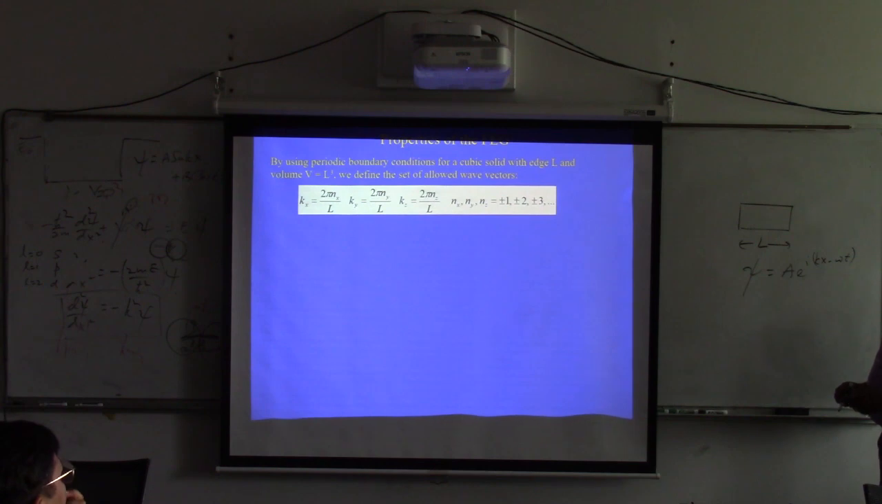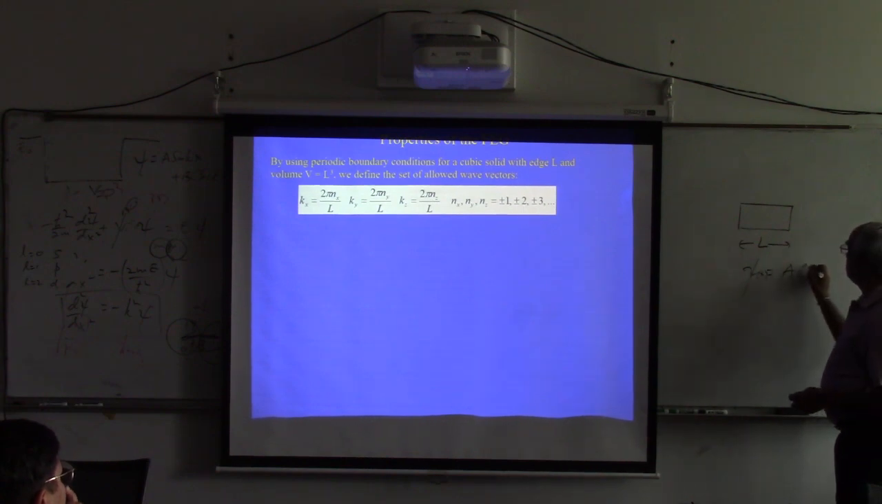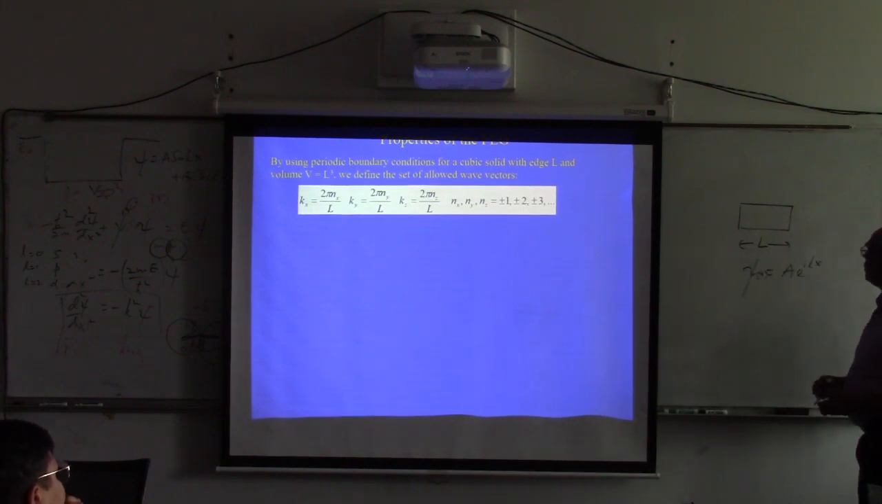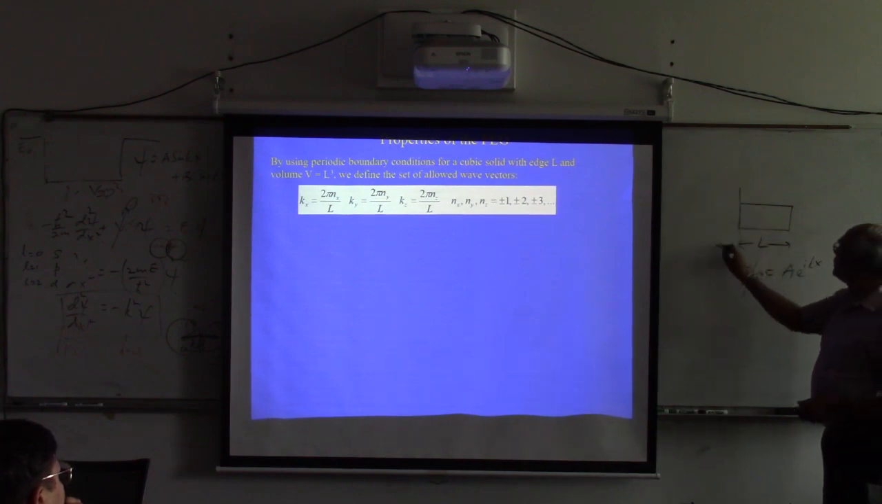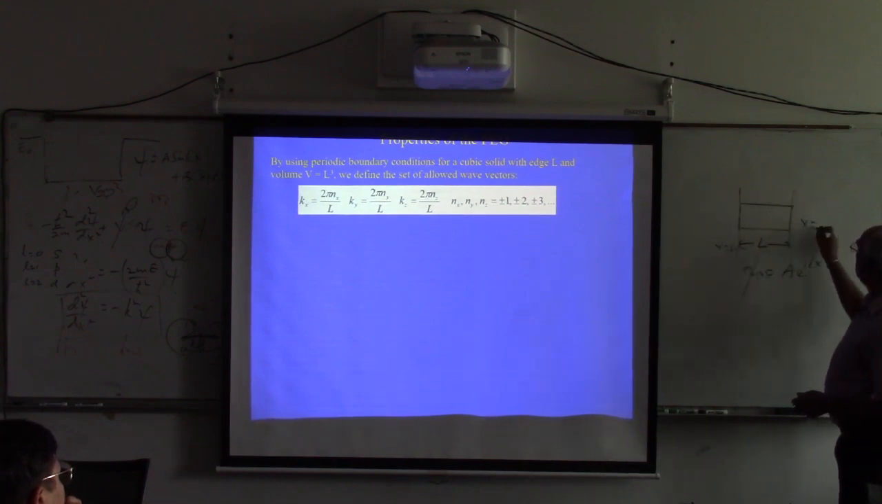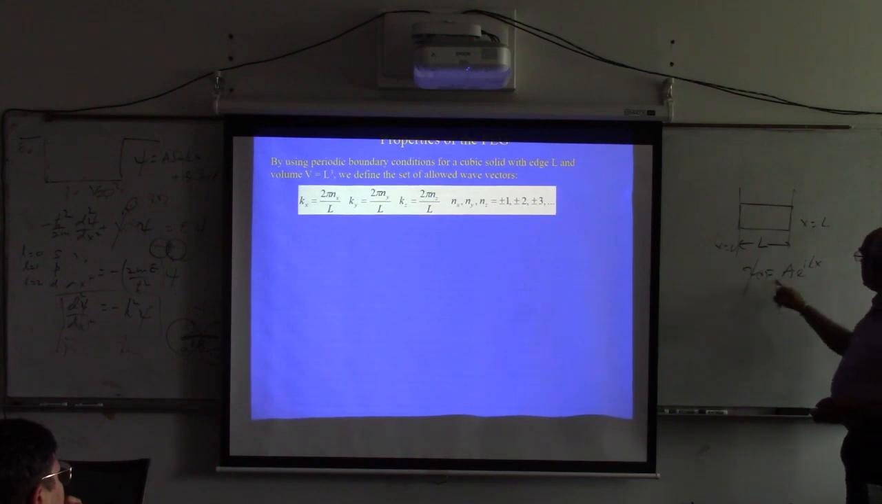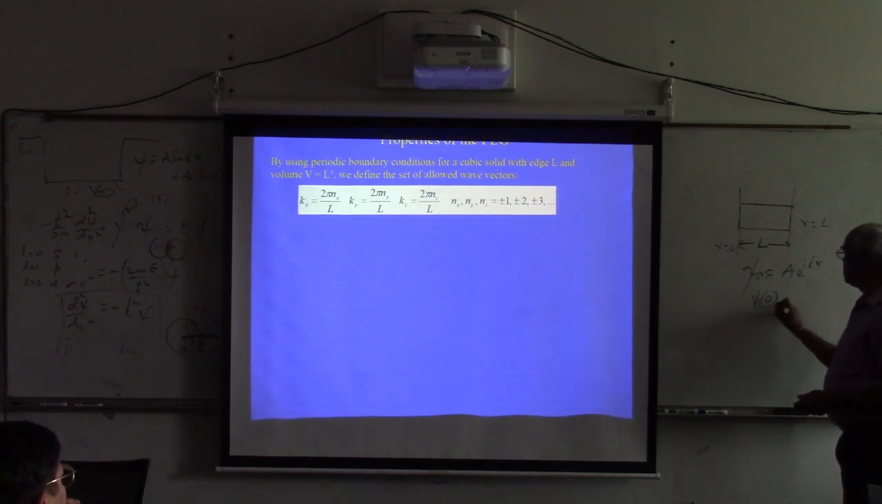So if you take only the spatial part, I can write psi of x as simply e^(ikx). Now suppose this is x equals 0 and this is x equals L. At x equals 0, what do you get? The wave function will be 0, right? So this part becomes 0, and e^(ik·0) becomes 1, right? So that means psi(0) is 1, which is equal to psi at L.